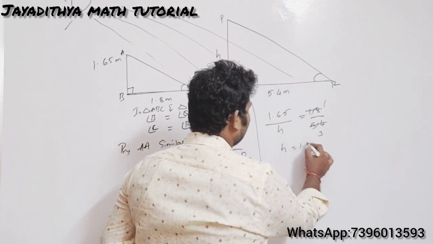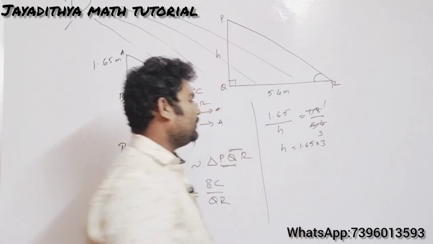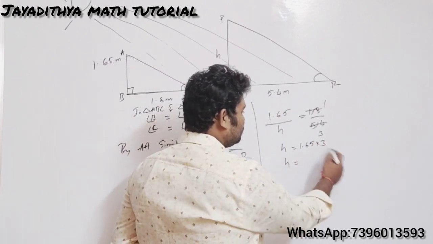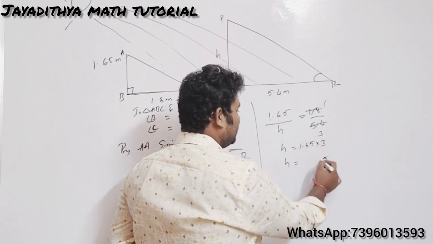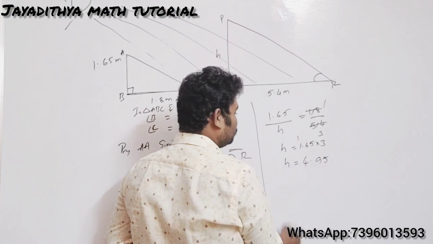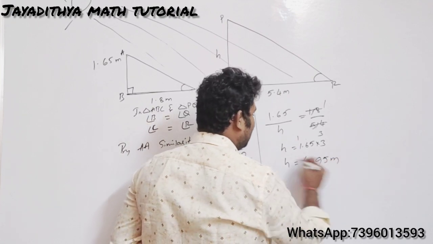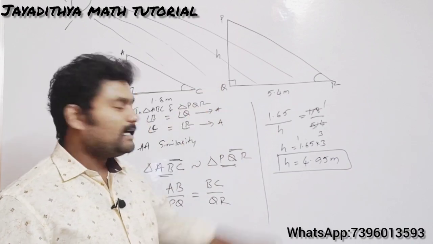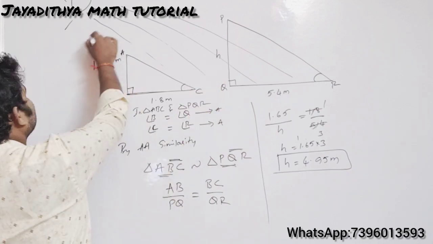So H is equal to 1.65 into 3 now. H is equal to how much? 1.65 into 3. So this will be equal to 3 5s are 15, 3 6s are 18, that is 9, and 1 remains here. So 3 1s are 3 plus 1 is 4. So this will be equal to 4.95 meters. So what is the height of the lamp post now? That is 4.95 meters.